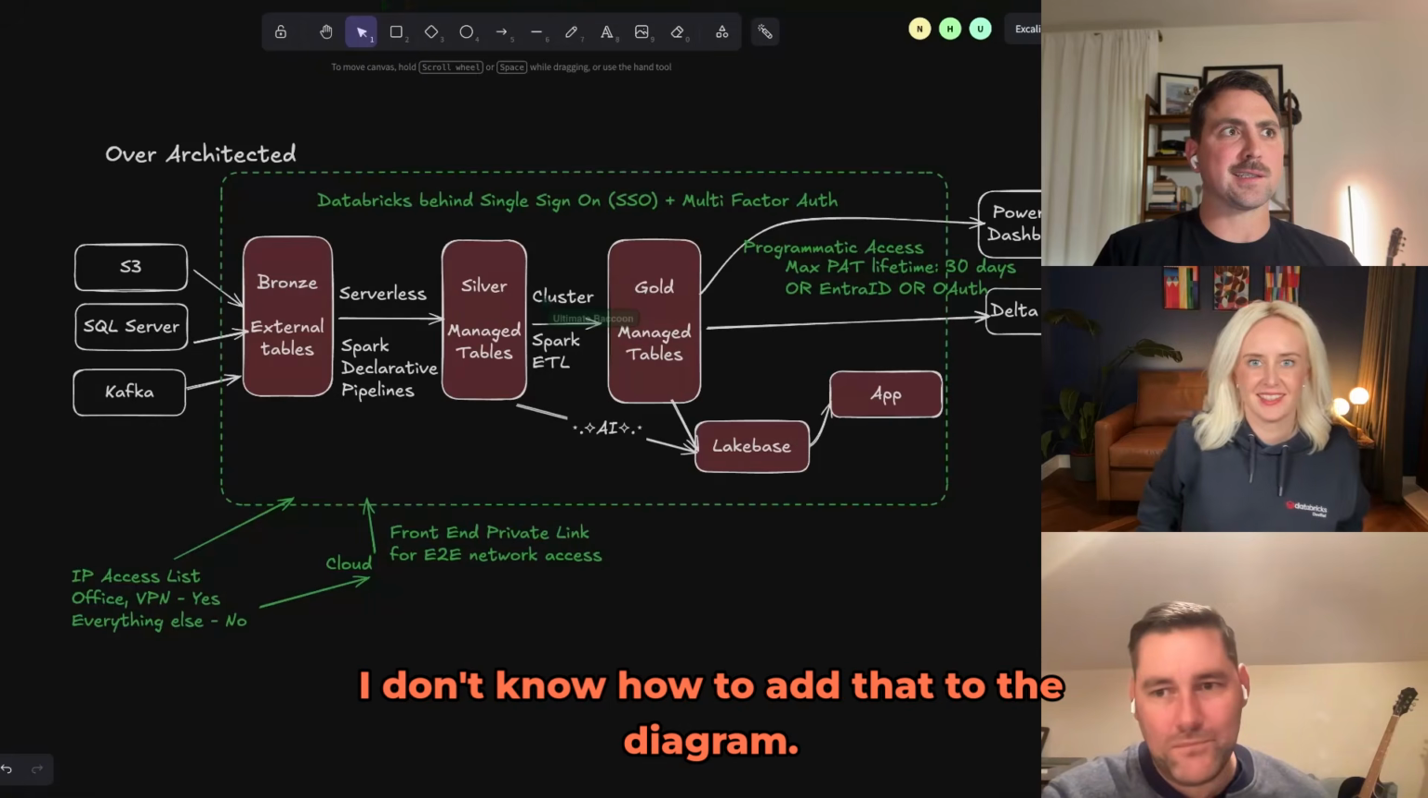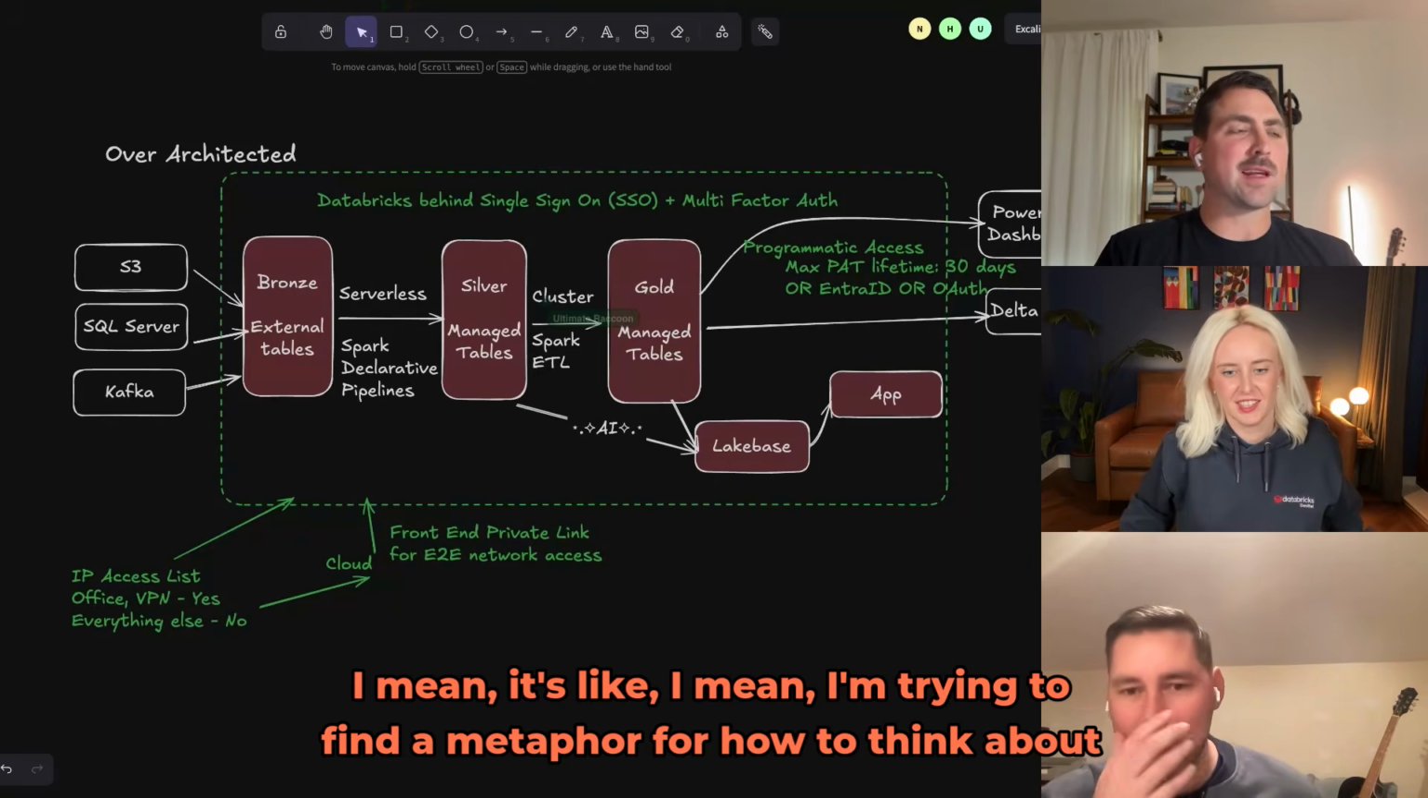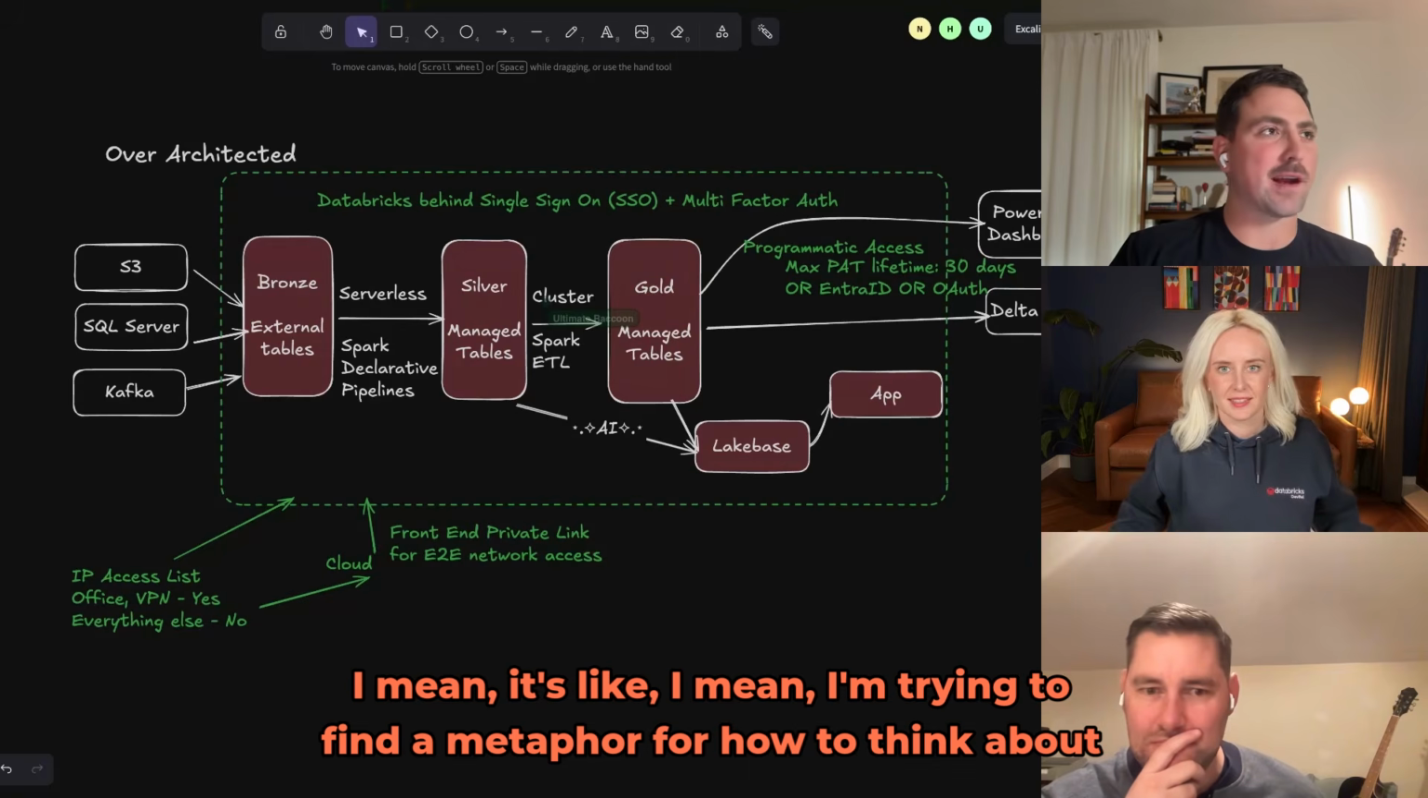I don't know how to add that to the diagram. I'm trying to find a metaphor for how to think about it, right?